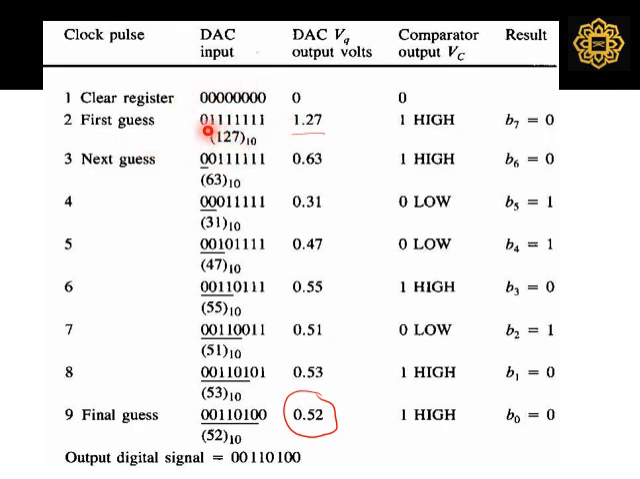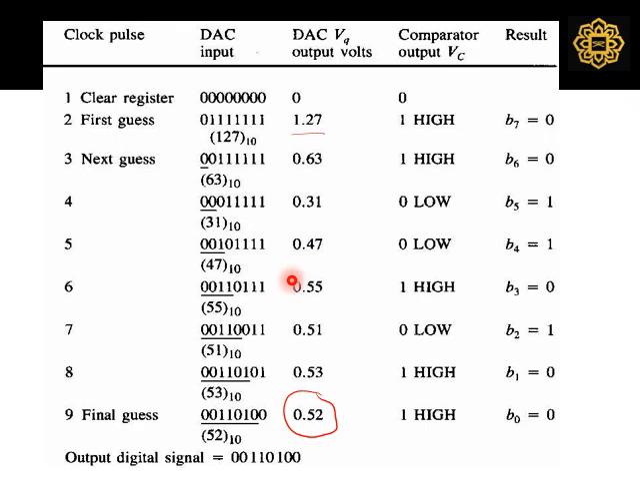Then the first guess is 0111 1111. You make it all 1 except the MSB. You can see it is 1.27, which is higher than the 0.55. So you turn off another bit. So you have 0.60. Still it is high. Then you turn off another bit. So you see this is 0.31. Then you increase by turning on this bit and turning off this one, and you get 0.47.